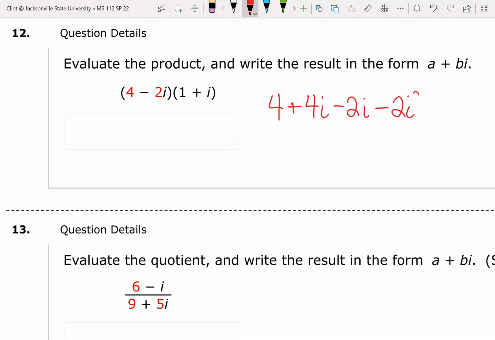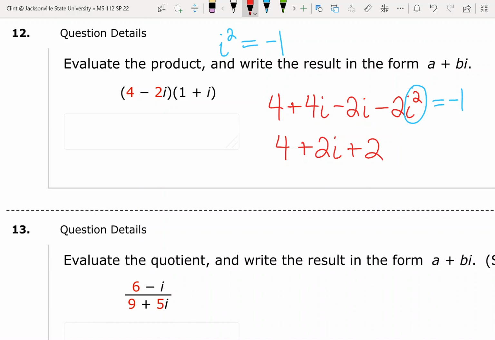i squared. So the thing we need to remember when we go to simplify, i squared, what's that equal? Negative 1, yeah. So this is going to be a negative 1. Okay, so we'll have 4. We can combine the i terms if we want to. So plus 4i minus 2i plus 2i. And then negative 2 times negative 1 plus 2.